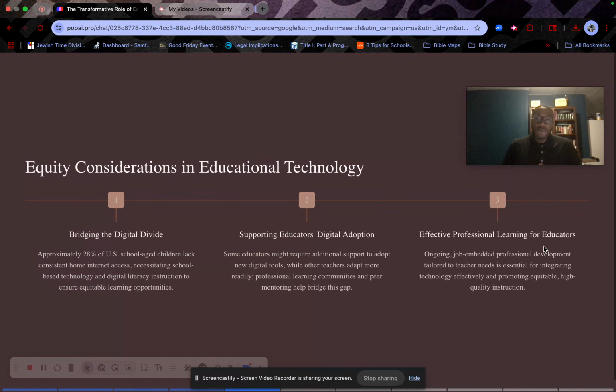There's a consideration for equity. The last slide, the second bullet, talked about accessibility. Approximately 28% of school-age students in the US don't have access, or consistent access, to home internet or internet at school. Even in 2025, there are still students that don't have that.